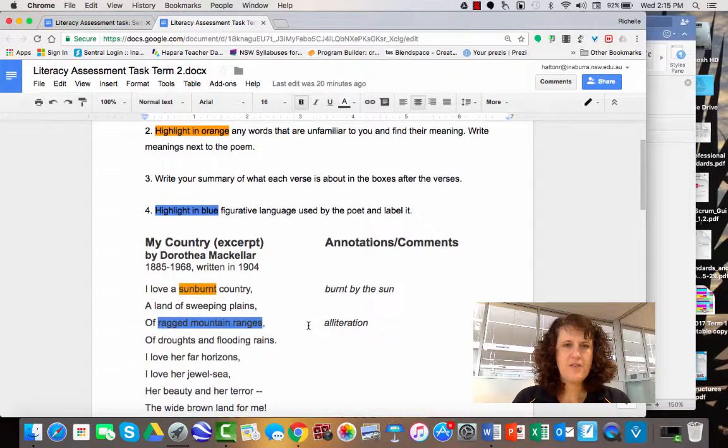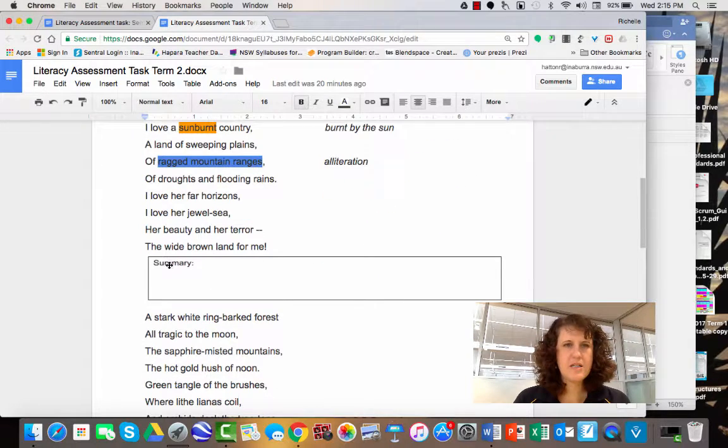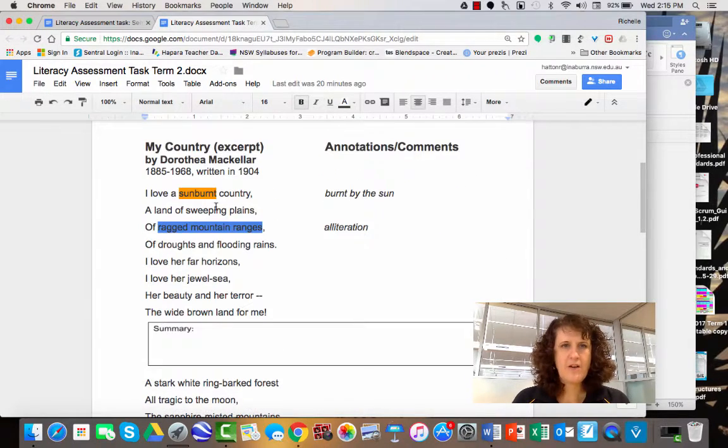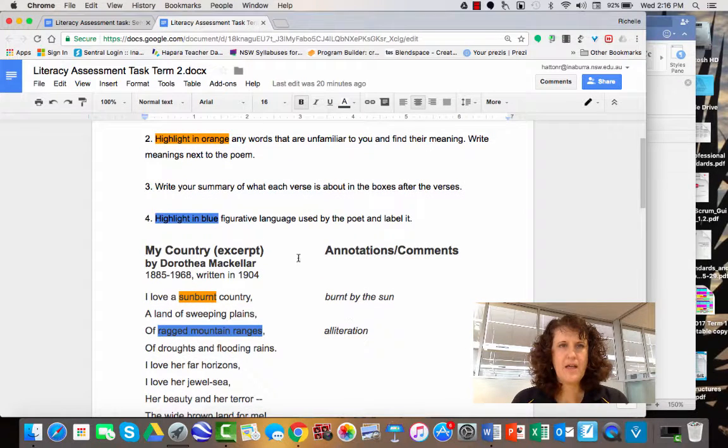Then at the end of each verse, I've put a box here that says summary. And after you've gone through and you've worked out the meaning of the words you don't know, you're then going to look at the verse as a whole and write down just a sentence or possibly 2 about what that verse is about. Okay, and you do that for each verse. That's the step 3 here.